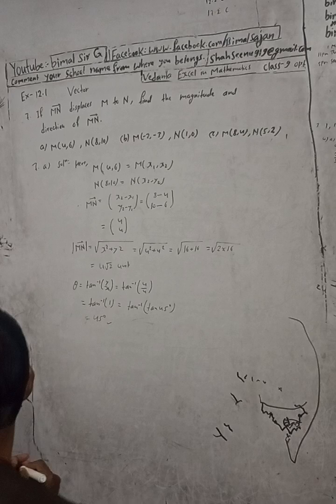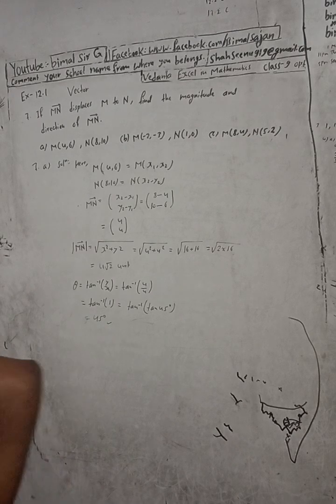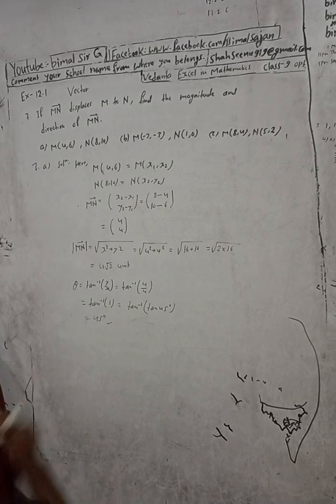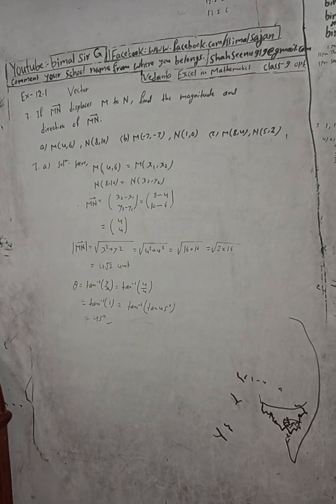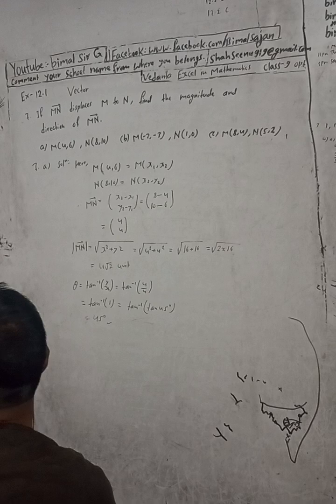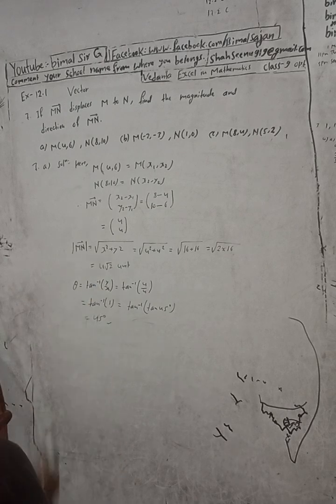So this is the solution. The answer of 7a in the book is 4 root 2 and 45 degrees. The answer is correct. In a vector, the direction is given by theta, so you can write the direction is given by theta equal to tan inverse y by x. This is the formula.